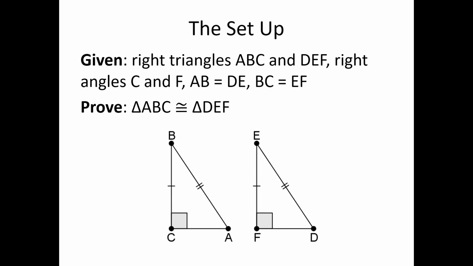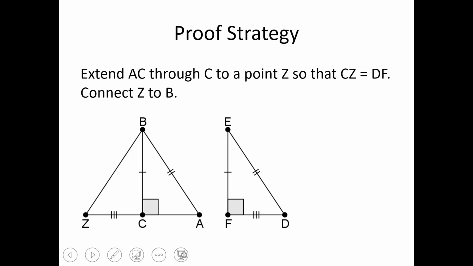As for how one does this, well, it begins with the construction. So let us take triangle ABC. We could also do DEF if we wanted, but we'll take ABC. And let us extend AC through C out to a point Z, so that CZ is equal to DF. And these are all allowed constructions. They're all familiar constructions. And then finally, let us connect Z to B. That is, construct segment ZB.